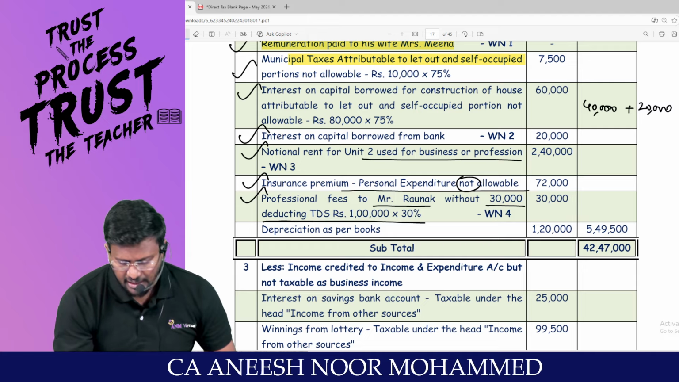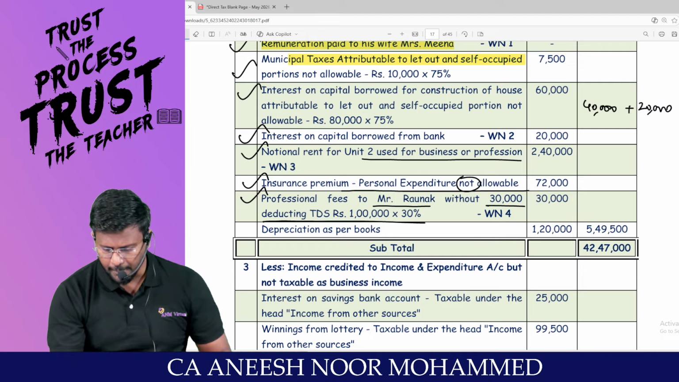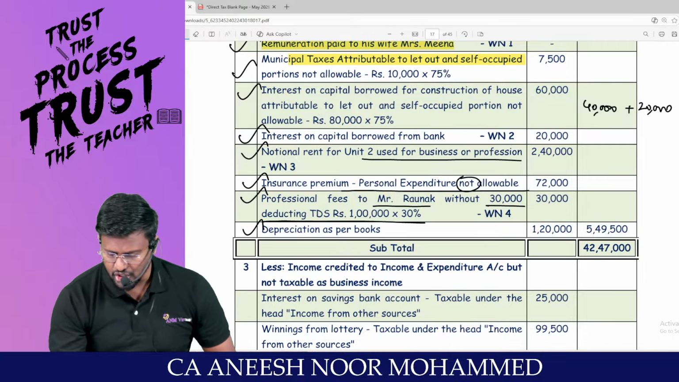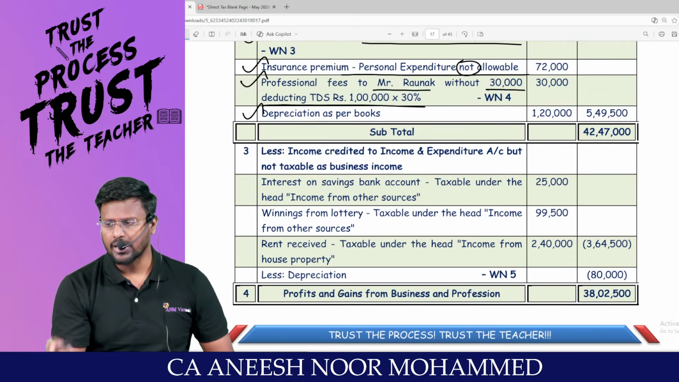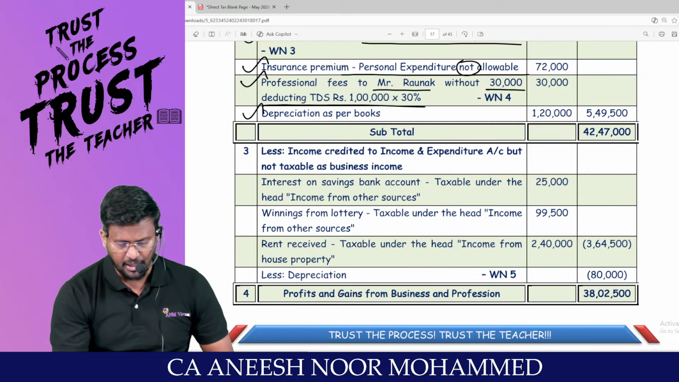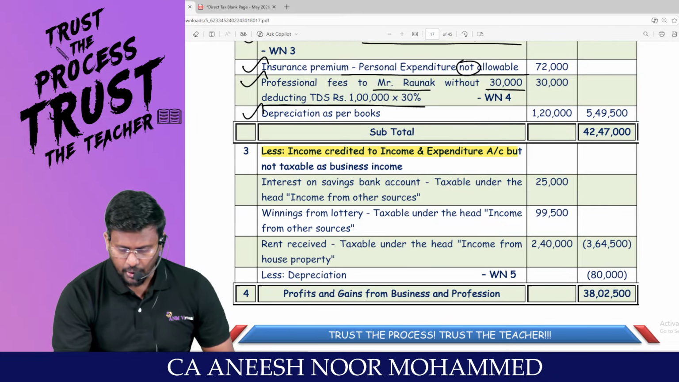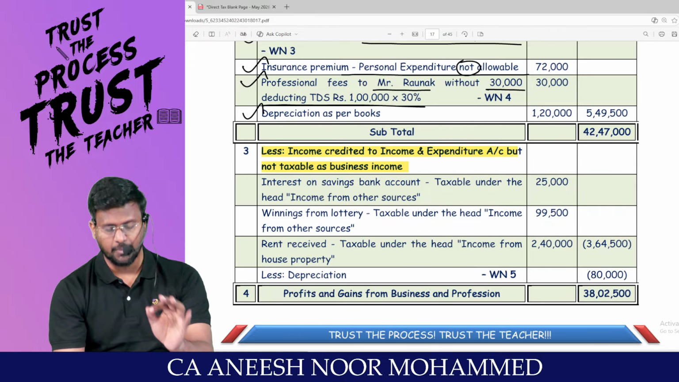without deducting TDS on that entire 1 lakh. 30% should be added back. Depreciation as per books should be added back, and we can reduce as per the income tax calculation. Am I right? Less income credited to income and expenditure account, but not taxable as per business income.